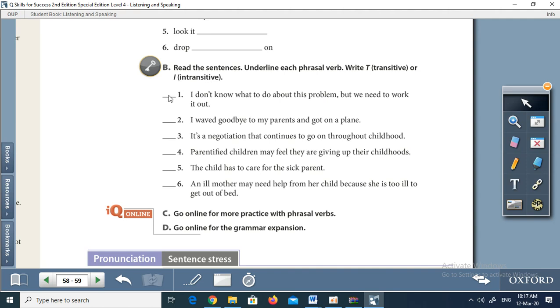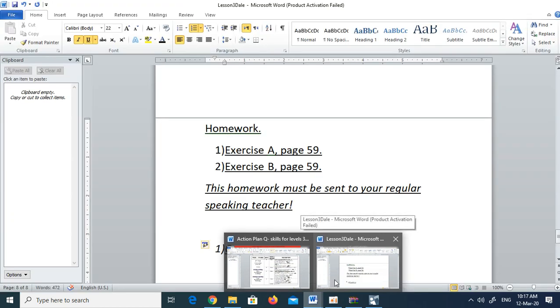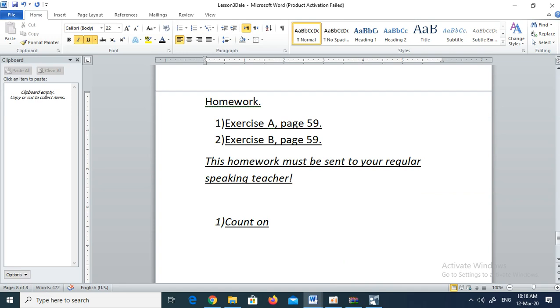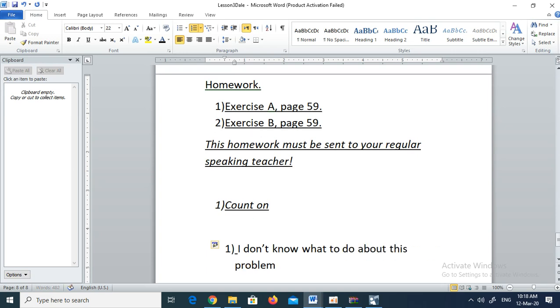So, if we have to look at number 1, and we have to do this as an example. Number 1 goes, let me turn off the italics. Let me turn off the underlining too. It doesn't want to be turned off. I don't know about this problem. But we need to work it out.